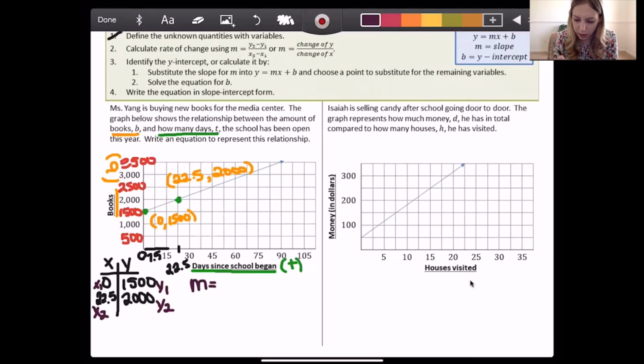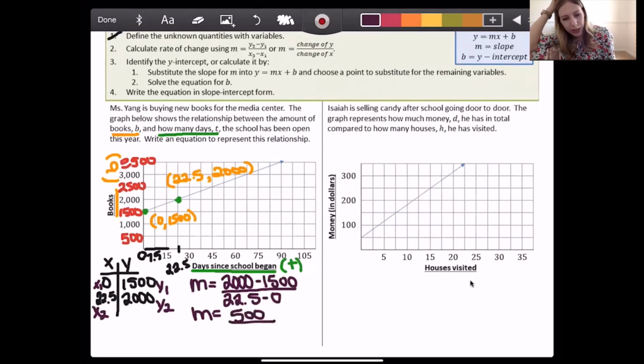M equals y2 is 2,000 minus y1, 1,500, over x2, which is 22.5, minus x1, which is 0. So now I just have to subtract. M equals 2,000 minus 1,500 is 500, over 22.5 minus 0 is 22.5. I'm going to actually use my calculator here because I'm not sure what 500 divided by 22.5 simplifies to. So I use my calculator.